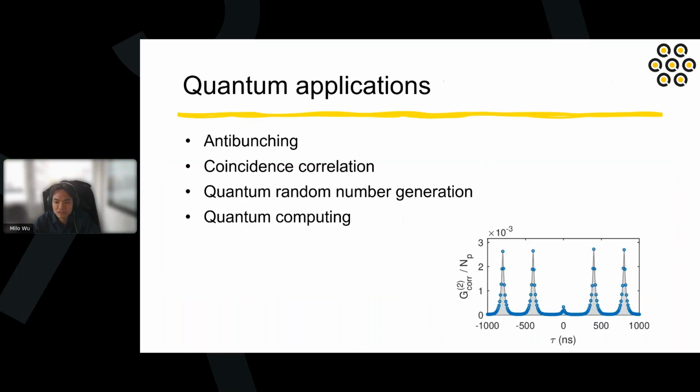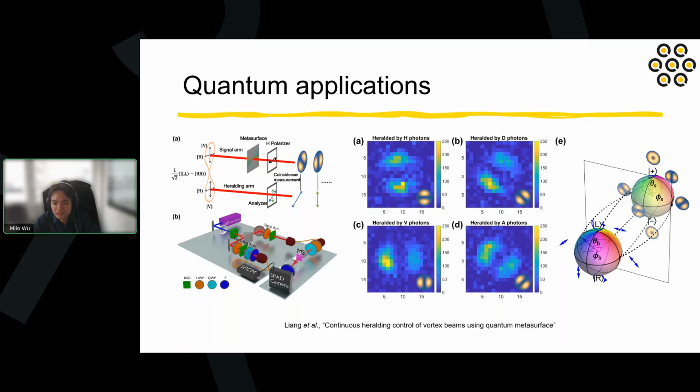A lot of our customers in the academic area or in industry are in the quantum space. This includes applications in anti-bunching, coincidence correlation, and quantum random number generation. We also see a lot of quantum computing companies gaining interest in SPAD arrays. Here are some academic journals that are using our SPAD cameras to achieve quantum imaging applications.